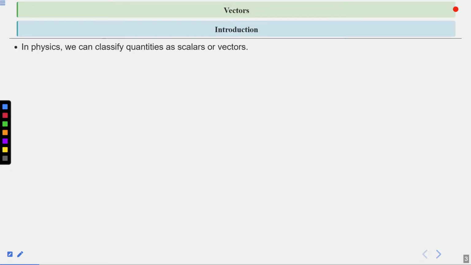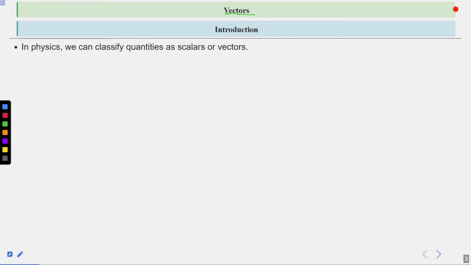So, our topic is vectors. Vectors are very important in class 11th. Why is this chapter so important? Because it is used in almost every chapter, such as motion in a plane, motion in a straight line, laws of motion, topics like momentum, and even electricity and magnetism. So this is a very important topic.